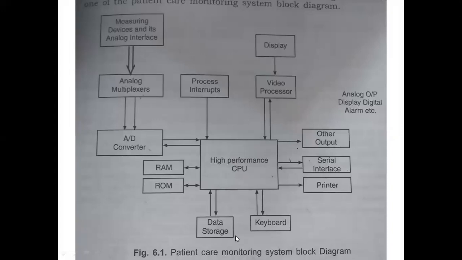And this is the block diagram of the patient care monitoring system. In most cases you can use high speed computers, or we can use controllers, microcontrollers. Here we use a high performance CPU. We can use digital computers, and digital computers will be able to observe or record the information.